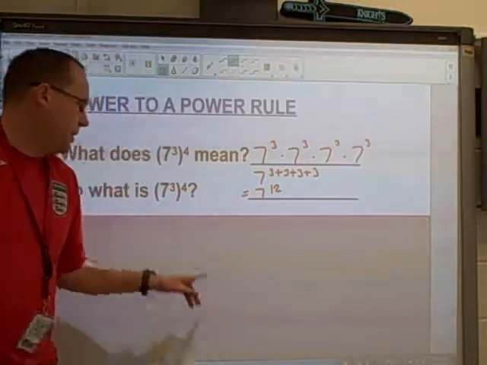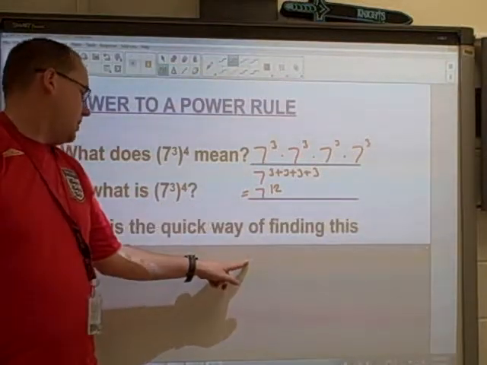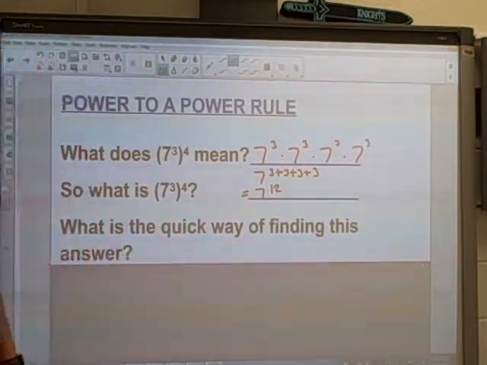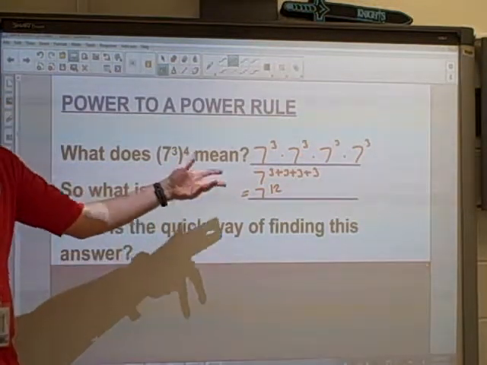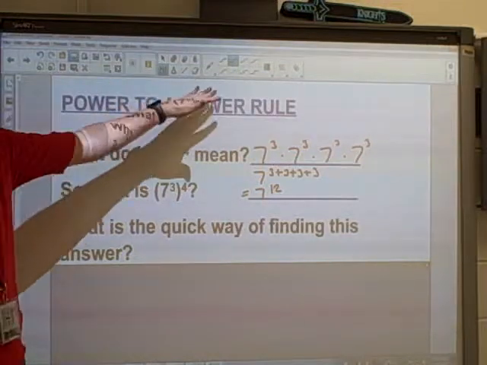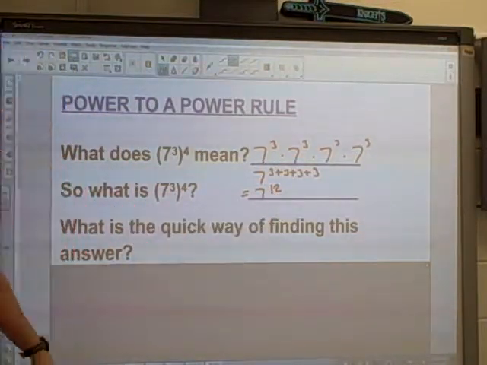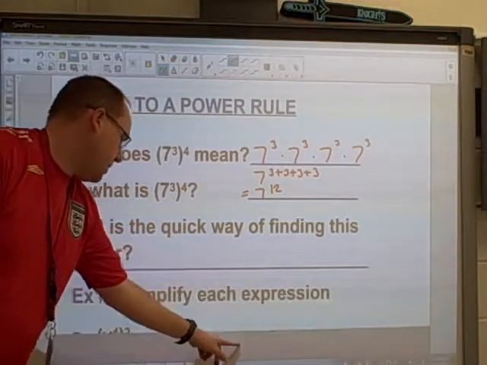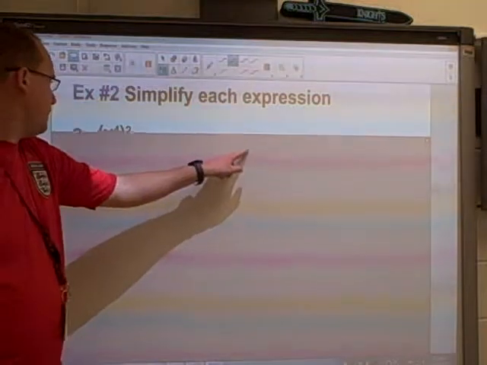Now look at the original question here, and then look at the answer, and see if you can make that connection, because then it asks you what is the quick way of finding this answer. And the quick way of finding this answer is just to multiply these two terms together. So when we have a power raised to a power, then we're just going to multiply these two powers together to give us our answer like this.